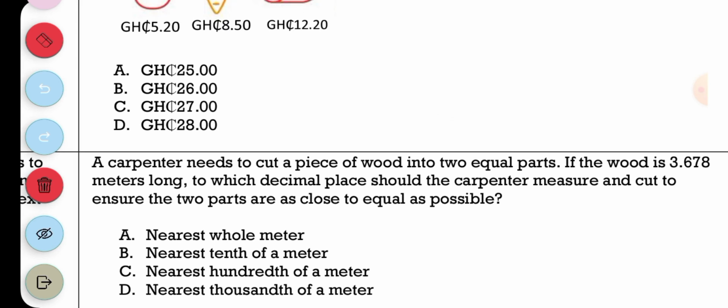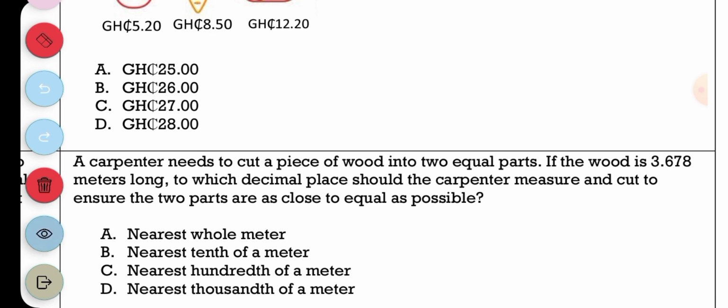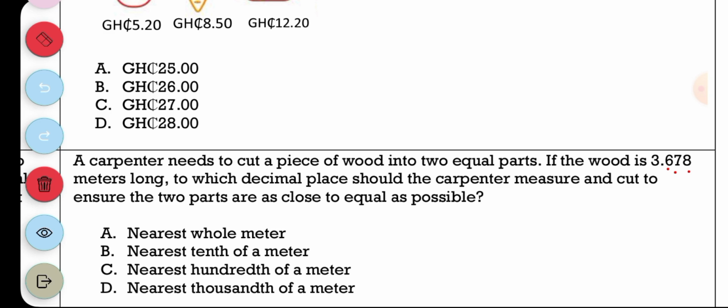Question 8. A carpenter needs to cut a piece of wood into 2 equal parts. If the wood is 3.678 meters long, to what decimal place should the carpenter measure and cut to ensure the 2 parts are as close to equal as possible? So this is a place value question. So it doesn't need any calculation. So the 6 is to the nearest tenth, the 7 is to the nearest hundredth, the 8 is to the nearest thousandth. So the answer to this question is D.